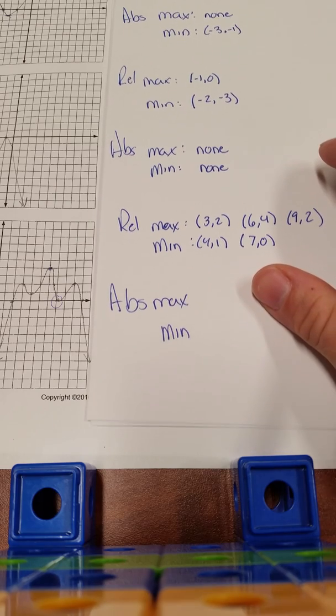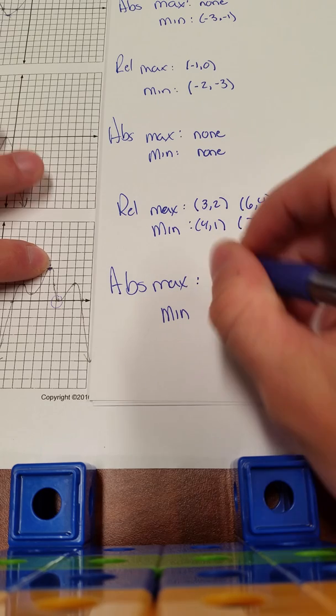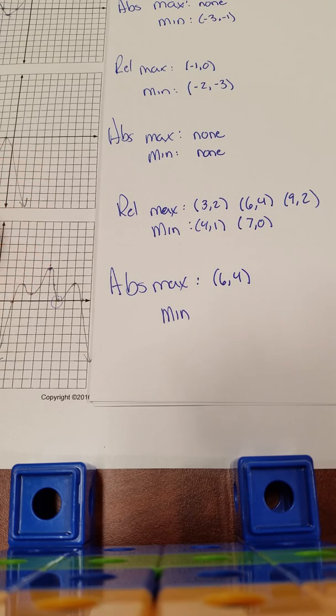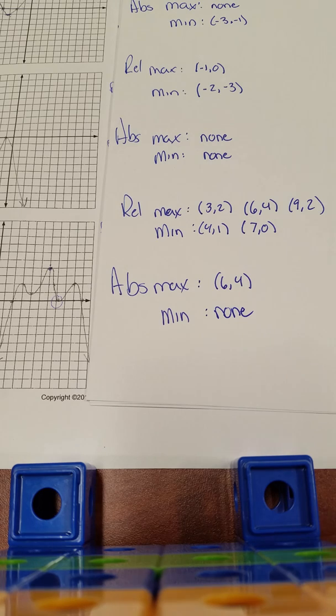So let's talk about absolute maxes. The absolute highest point is here. So that's the point 6, 4. Absolute minimum, it goes to negative infinity on both sides, so there's no absolute minimum. Okay? Hopefully you understand Extrema at this point. Go ahead and fill out the table. Let me know if you have any questions.